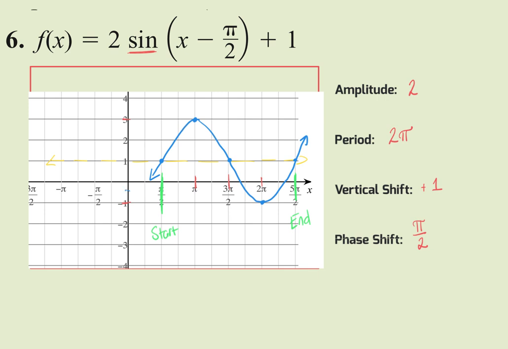So you look at phase shift, this tells you where to start, and period tells you where to end from your phase shift. Okay, you just add to it. And then you mark your half and your quarters.